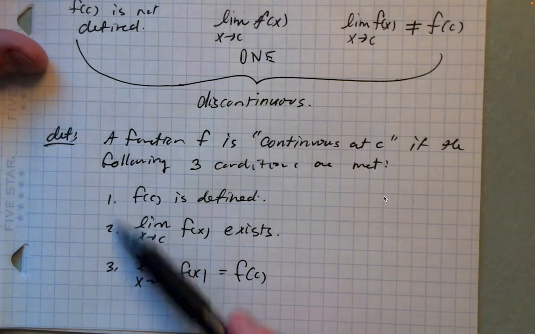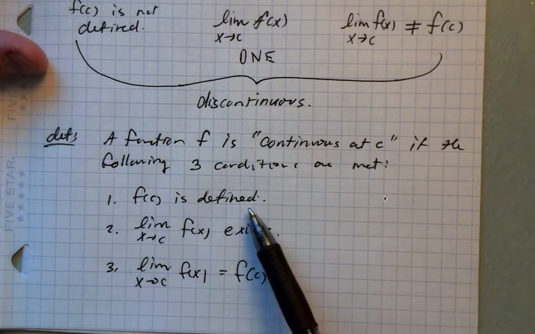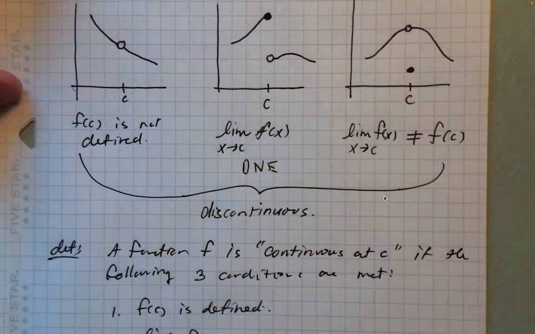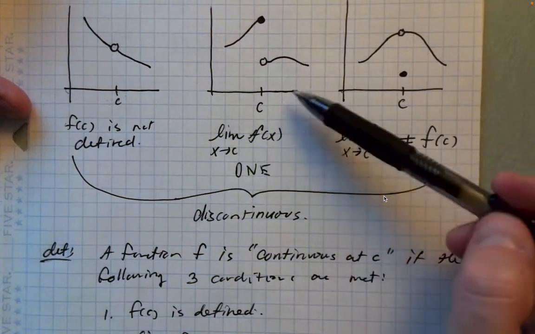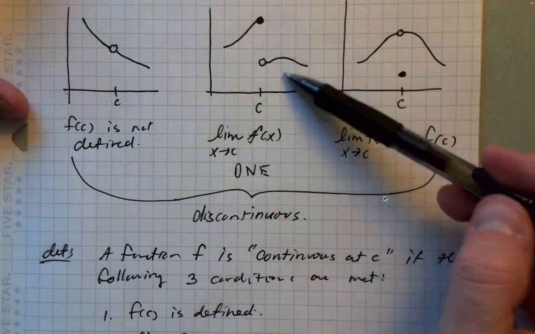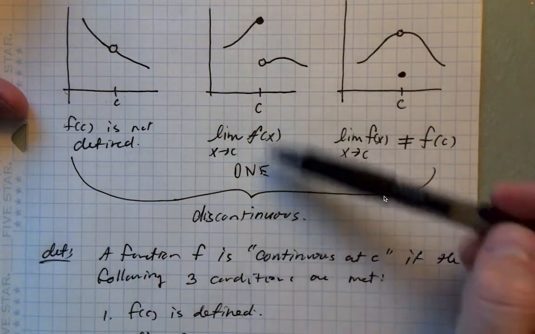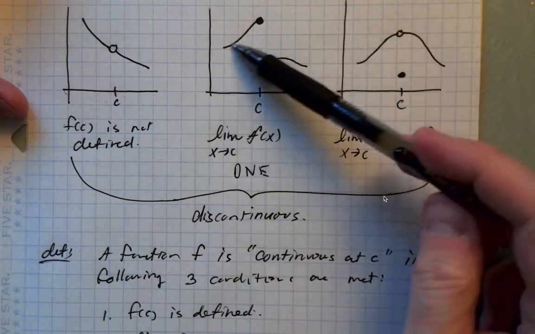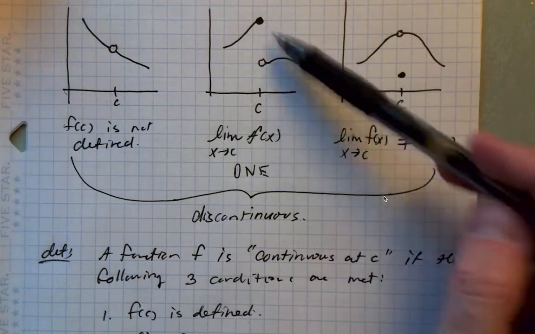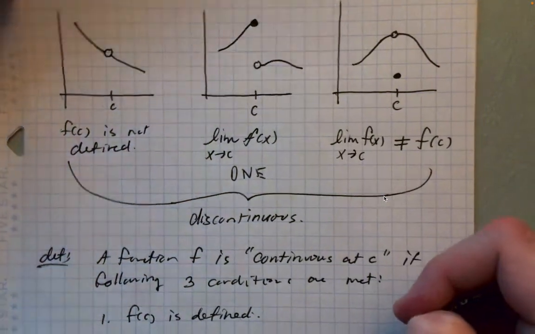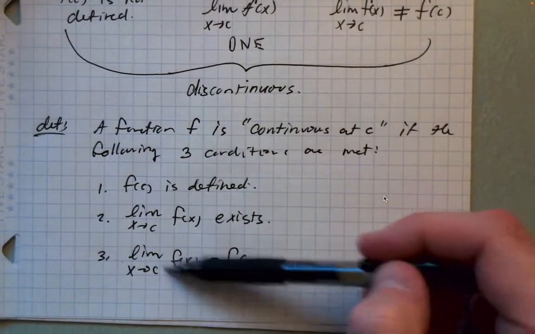But conditions 1 and 3 are not met, right? First of all, the function is not defined at c, and second of all, clearly the limit can't be equal to f of c since the function is not defined at c. What about this one? Well, here the function is defined at c, but the problem is that the limit doesn't exist. Your left and right hand limits do not agree, so you have no overall limit. Consequently, the third condition is also not met because the limit doesn't exist.